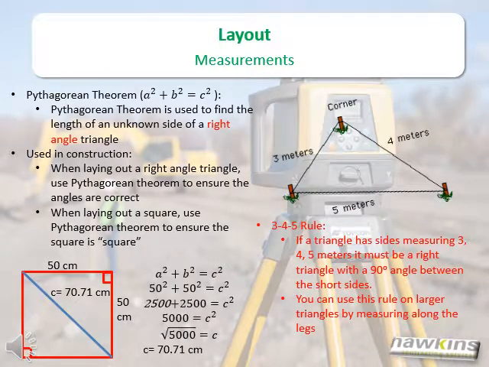Pythagorean theorem. Pythagorean theorem is used to find the length of an unknown side of a right-angled triangle. How do we use it in construction? When laying out a right-angled triangle, use Pythagorean theorem to ensure the angles are correct. When laying out a square, use Pythagorean theorem to ensure the square is square.